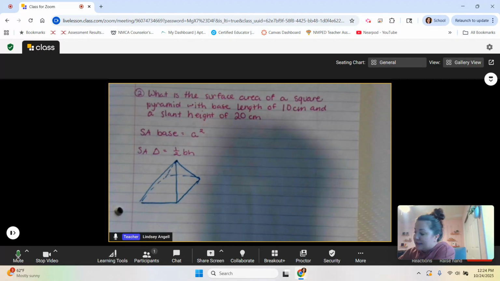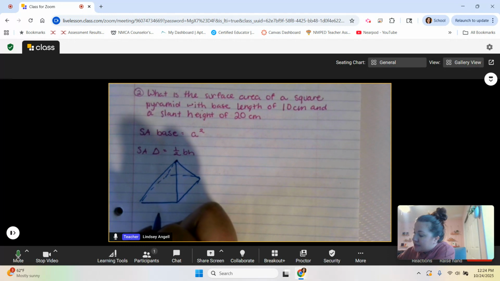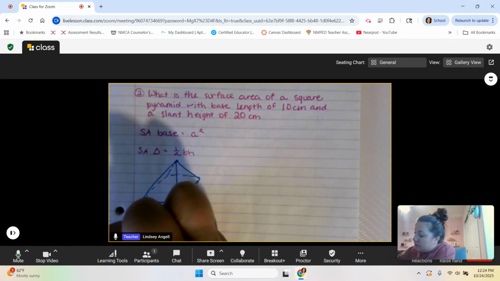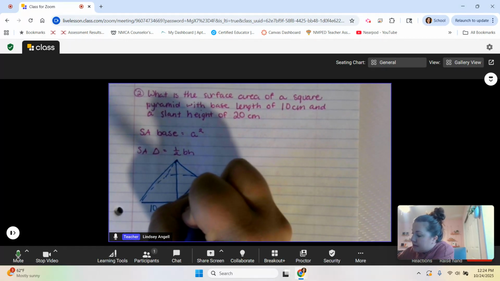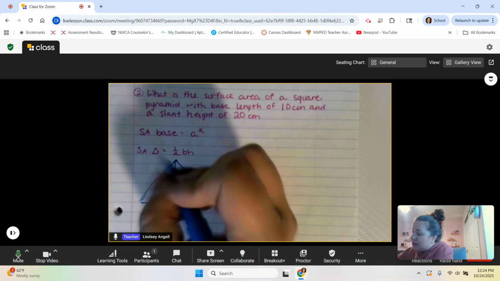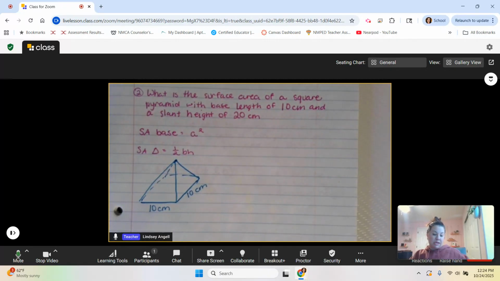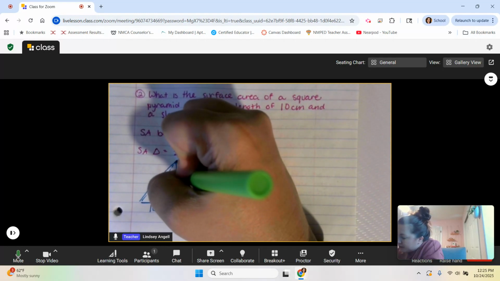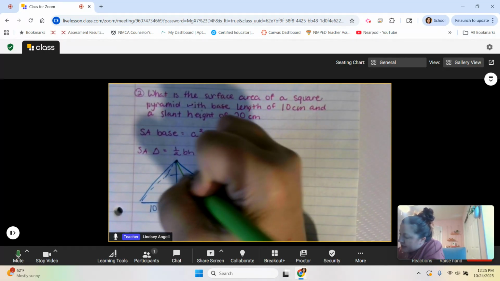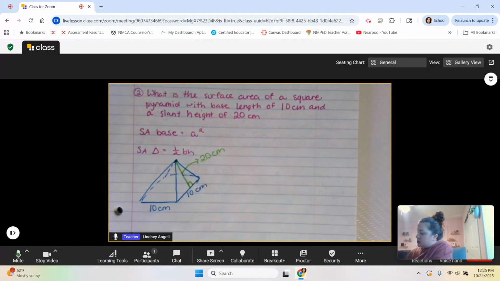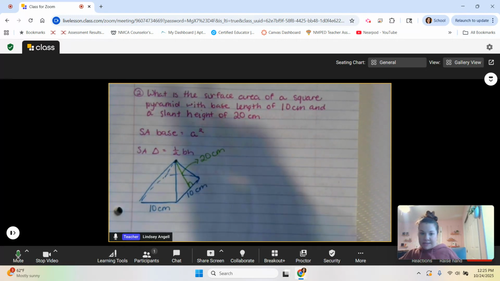And it says a base length, right? So that's like this. The base length is 10. Which also means this side is 10, right? If it's a square pyramid, that means all of the sides of the base are 10. And then the slant height, let me get a different color. The slant height, so that's from the apex down to the edge like that, okay, that is 20 centimeters.